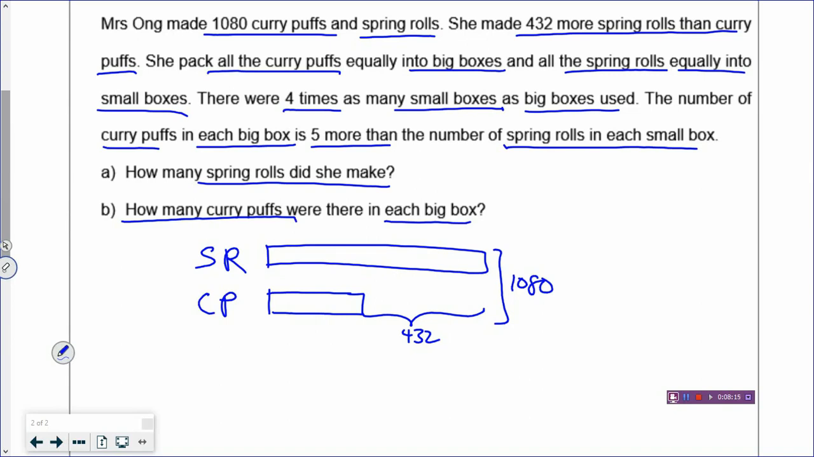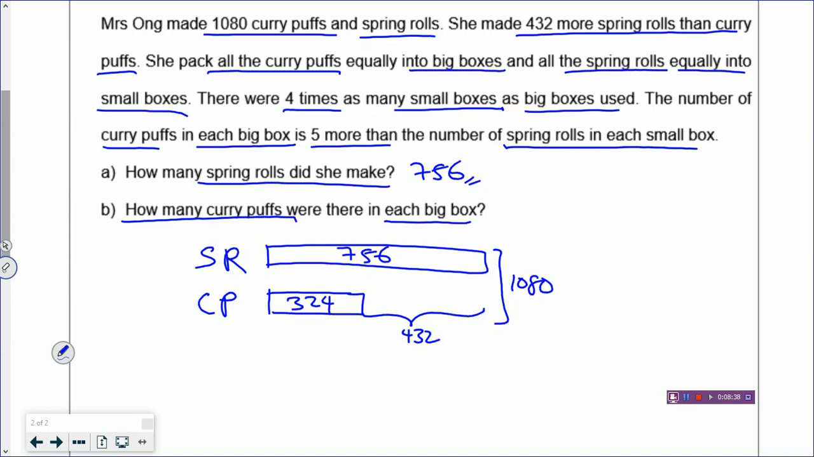And that will be how many? Alright, so you divide by 2, so curry puffs will be 324, right? And then the spring rolls will be 324, and then you plus 432. So the spring rolls will be 756. Right? So how many spring rolls did she make? And you got your answer, which is 756. Okay, now you can see it's quite similar to the earlier problem.